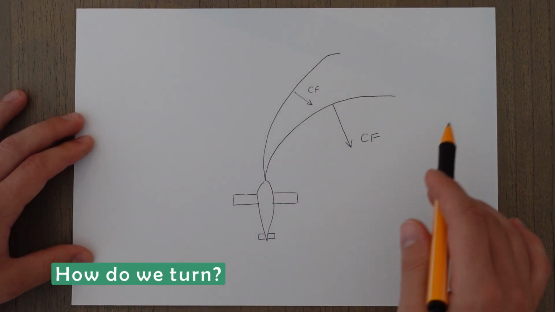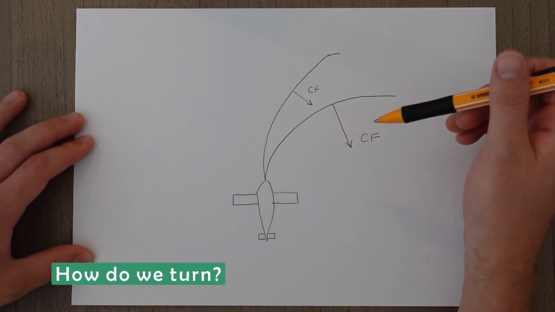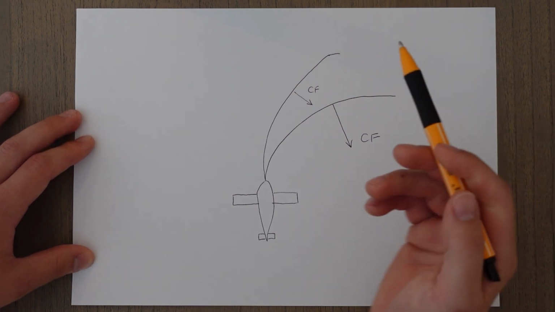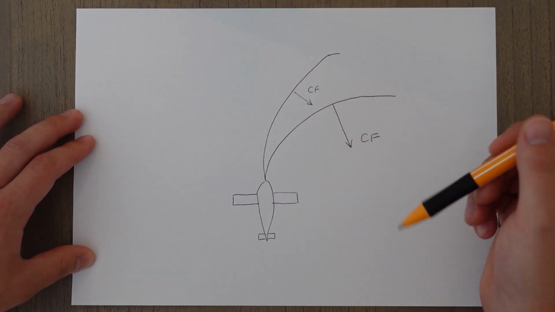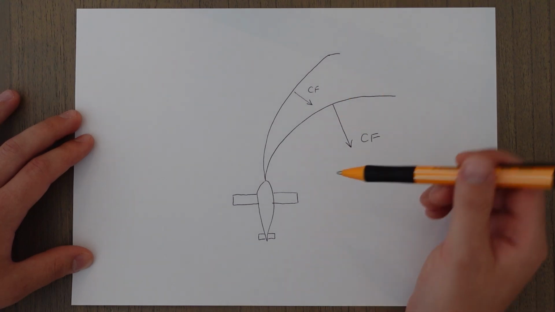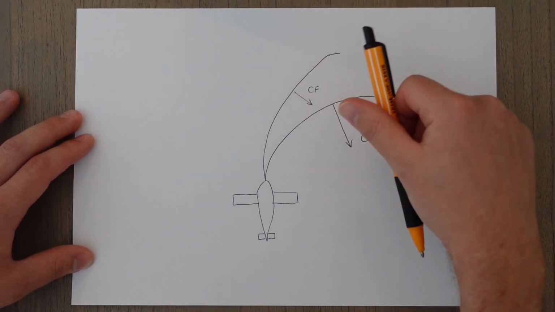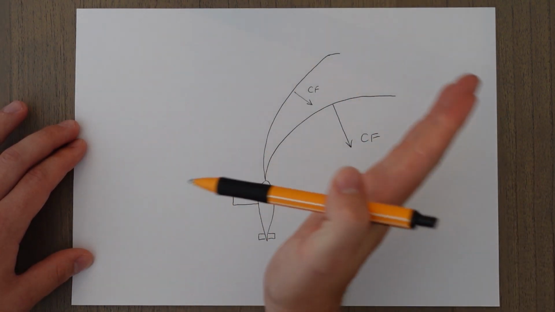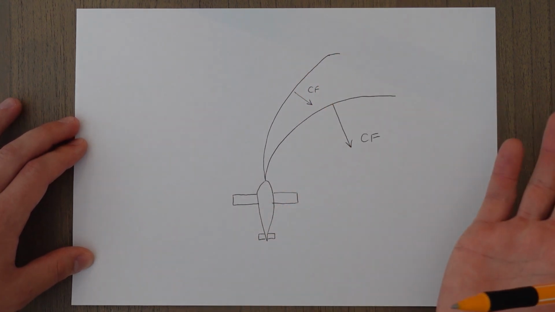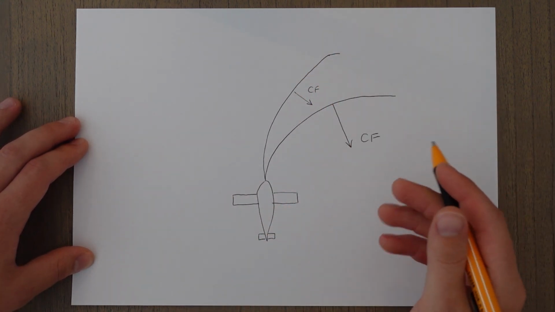Turning occurs due to a centripetal force, not centrifugal. Centrifugal is out the way, centripetal is in the way. And this centripetal force moves us in towards the center of the turn. It pulls us in towards the turn. That's what allows us to turn in the first place.